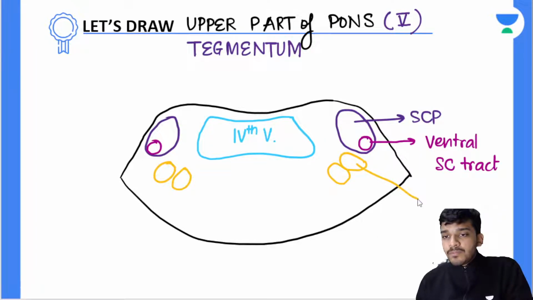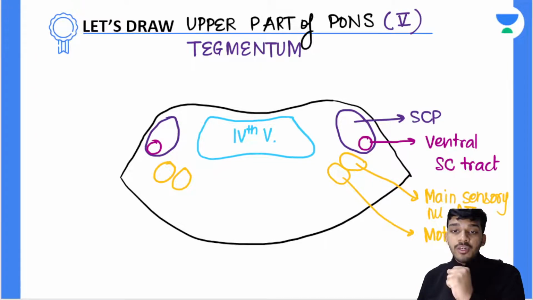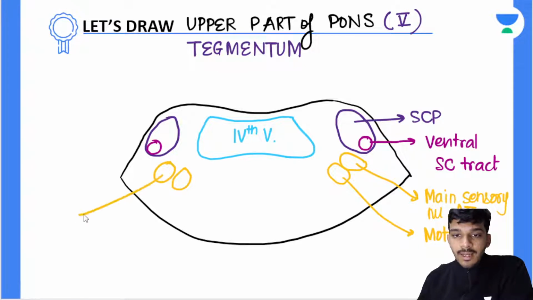So this is the main or the chief sensory nucleus. It's called the chief sensory nucleus of trigeminal. And this is the motor nucleus of trigeminal. So you have drawn the sensory nucleus, you've drawn the motor nucleus, and out of this, emerging here, you will have the trigeminal nerve. The trigeminal nerve is going to emerge out of here like this. These two fibers are together, and this is the trigeminal nerve.